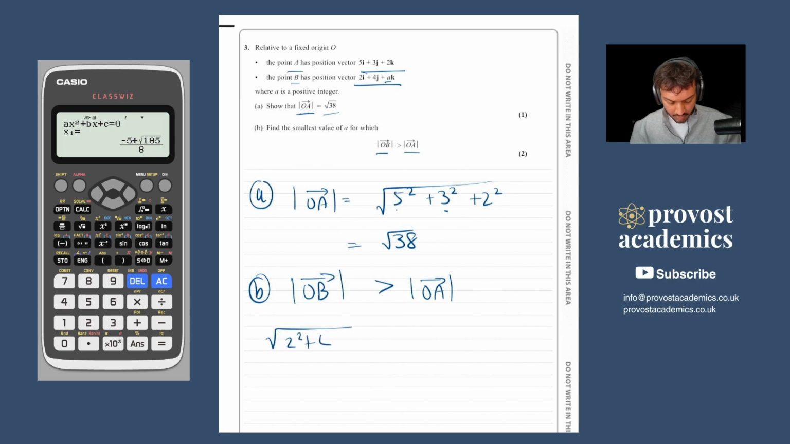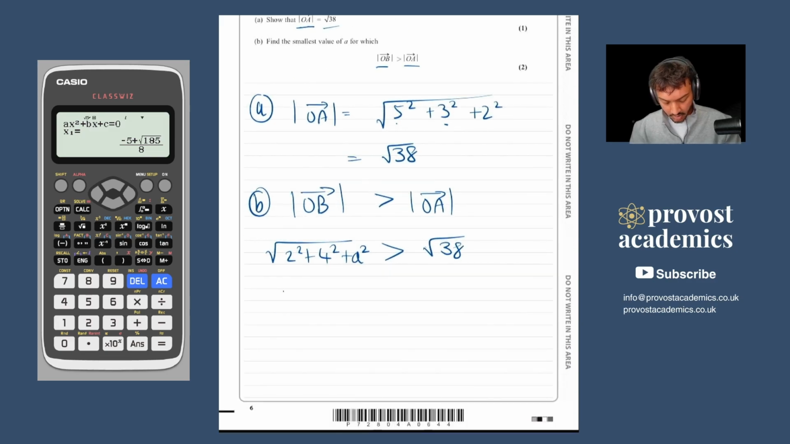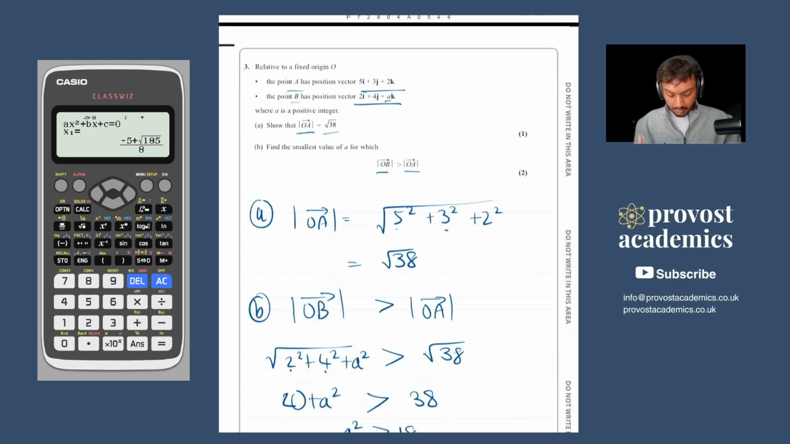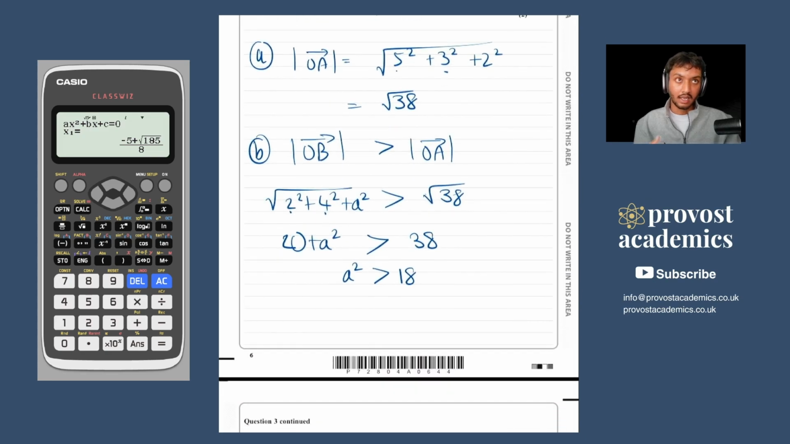O to B is going to be 2 squared plus 4 squared plus a squared, and that must be greater than root 38. At this point I can just square both sides to get rid of the square root. So I get 2 squared, that's 4, plus 16, so that's 20 plus a squared is greater than 38. And then I can just take away the 20 to get 18. So now what I'm trying to say here is that a squared is greater than 18, and we're looking for presumably an integer value of a. So clearly, if I think about my square numbers, 4 squared would give me 16, which is not greater than 18. I guess the next one then, 5 squared, which is 25. So therefore a must be equal to 5, which is squared 25.